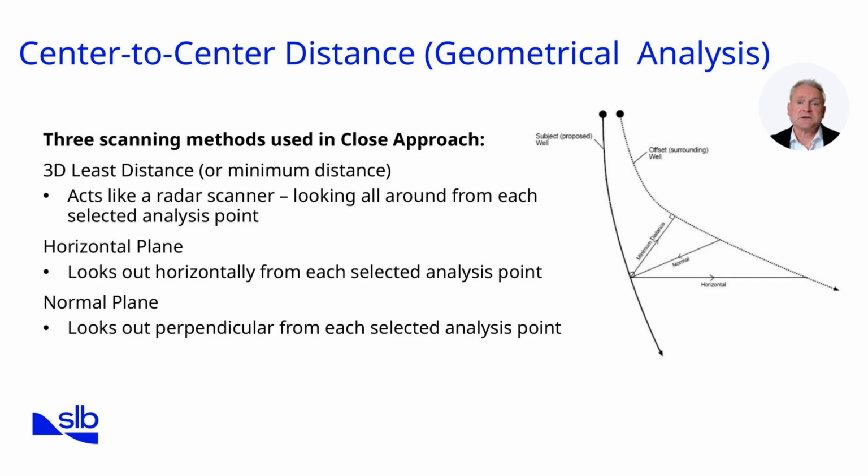The second is horizontal plane scanning, which evaluates well separations in the horizontal plane, but does not account for vertical differences. This method has limitations in complex 3-dimensional drilling environments. The third is normal plane scanning, which looks perpendicular to the well path, providing a more context-specific measurement of clearance.